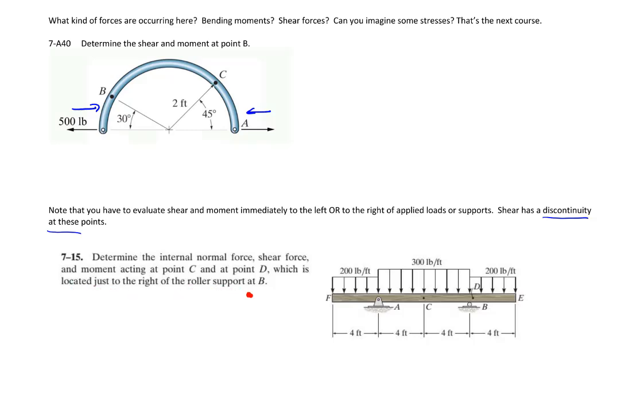In other words, if you try to define the shear right at the support, you basically get two answers. One would be if you're approaching it from this side. Another one would be if you're approaching it from that side. So it's discontinuous. It doesn't have a single answer for shear. So what we'll do is define the shear that we're looking for either on the left-hand side of the support or the right-hand side. So a very, very small distance there.